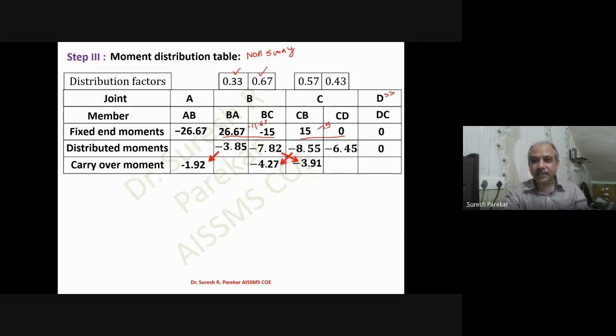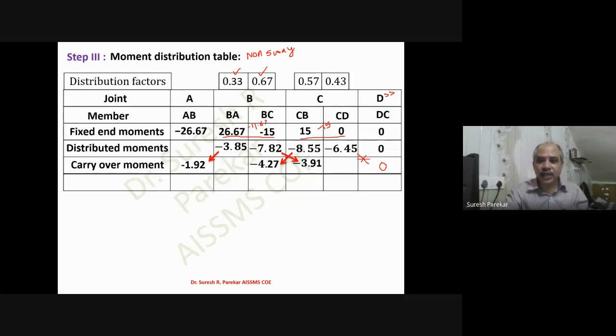Now you can see here there is no carryover, because this end is going to be a simple support. We have released it. So I will mark it as no carryover moment. We should be very careful with this.